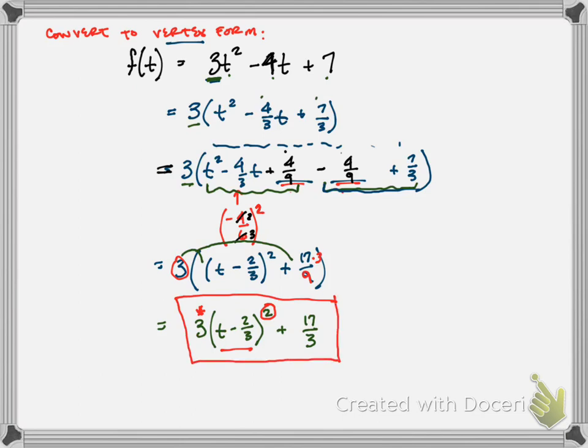That means that if I was going to sketch this thing, the vertex would be in quadrant 1 because I would go 2/3 to the right and 17/3 up. I'm going to have to ignore my scale, but there's my vertex, and because my a value is 3, we are concave up, and so there's our function.